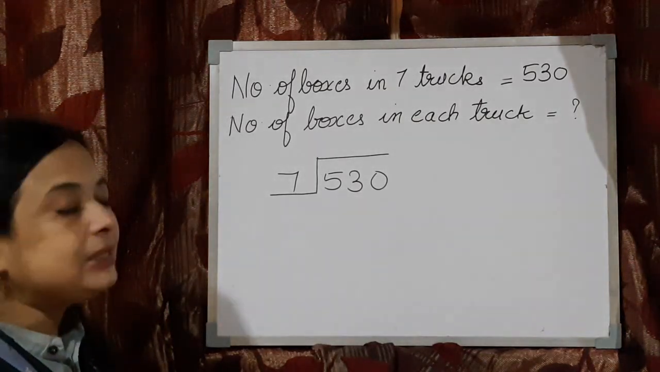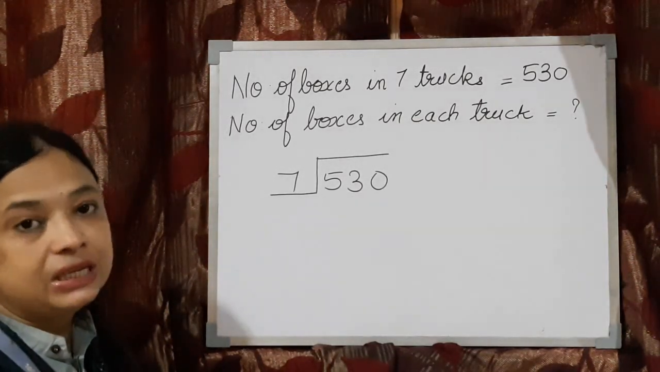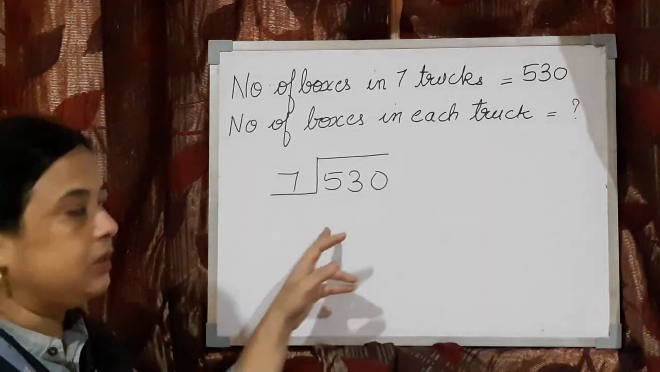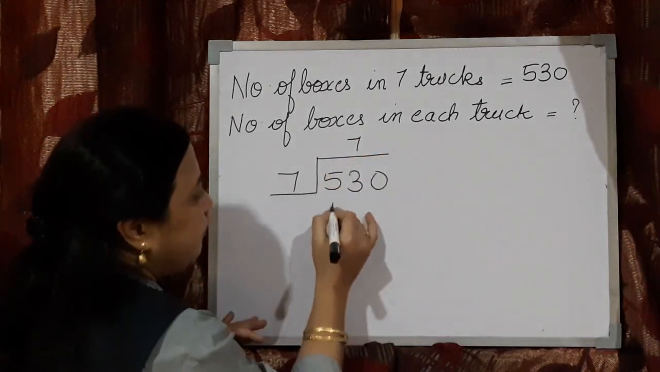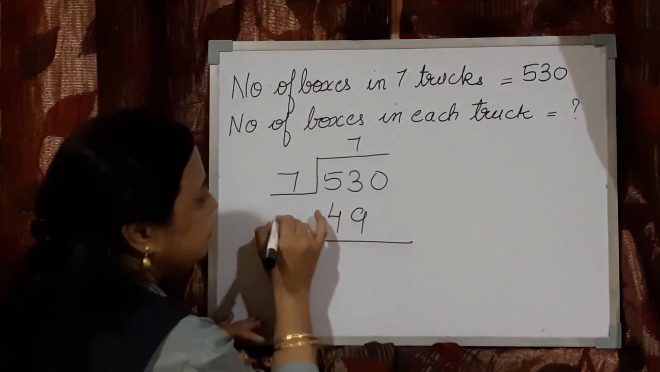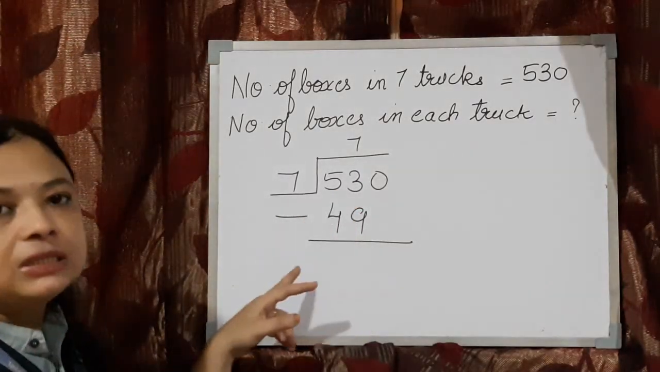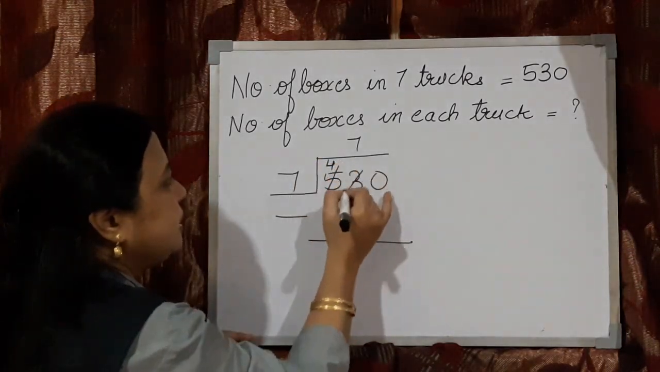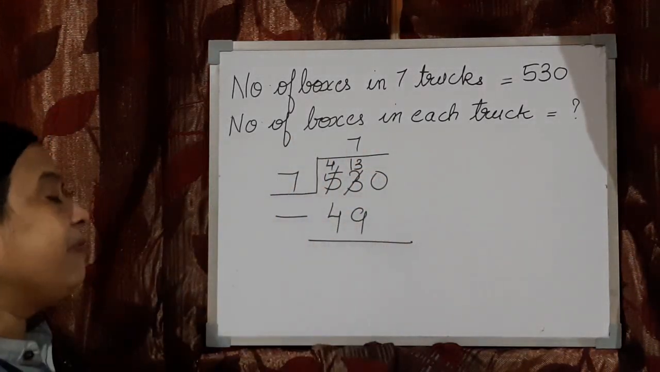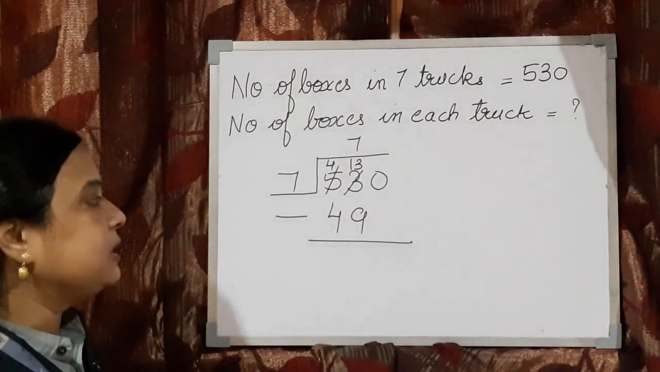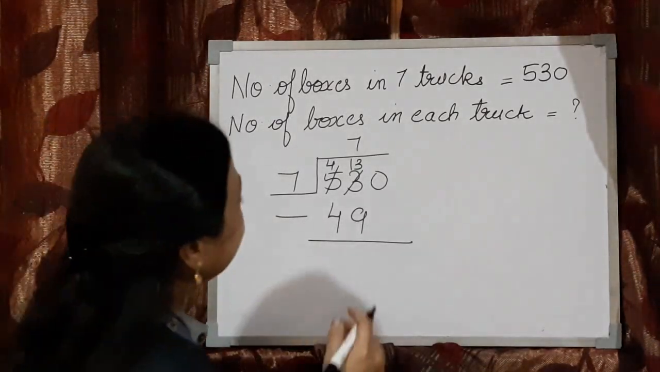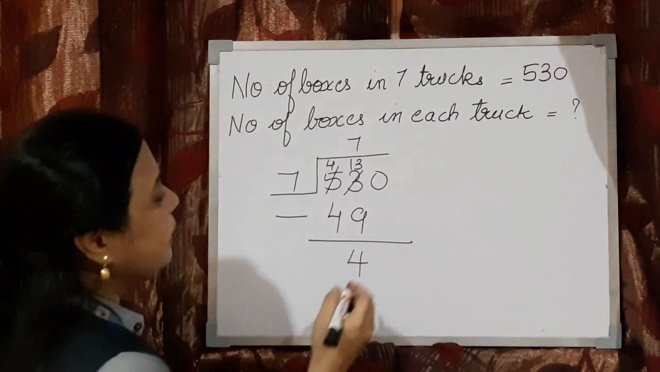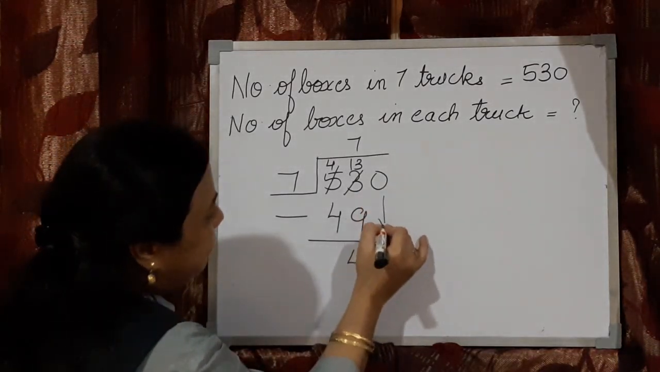So when we will say 7 tables, 7 sevens are 49, 7 eights are 56. 7 eights are 56, we can't take because it is more than 53. So we will take 7 sevens are 49. And when we will subtract, 3 minus 9 is not possible. So we will cut 5 and make 4, and this 3 will become 13. And when we will subtract this, what will be the answer? 4. Right? 13 minus 9 will be 4. And this 0 we are going to bring down.